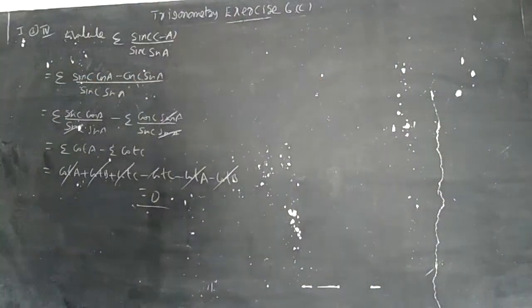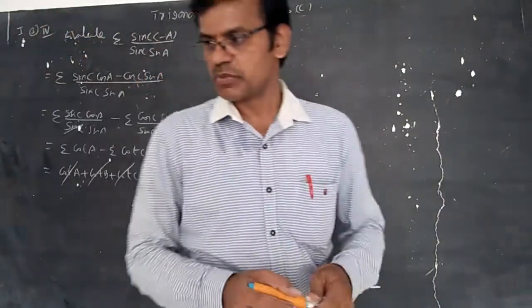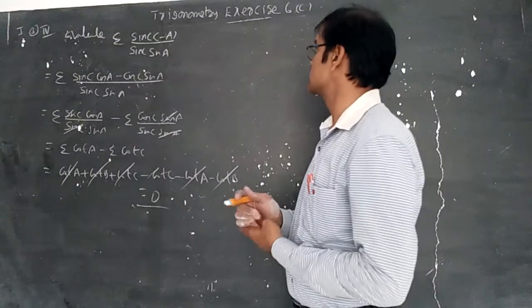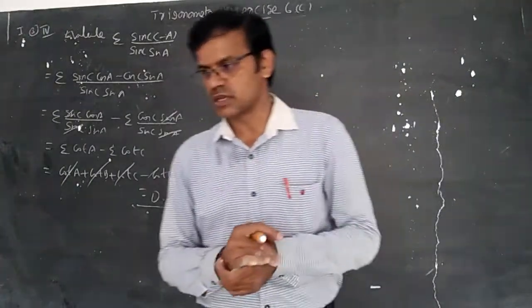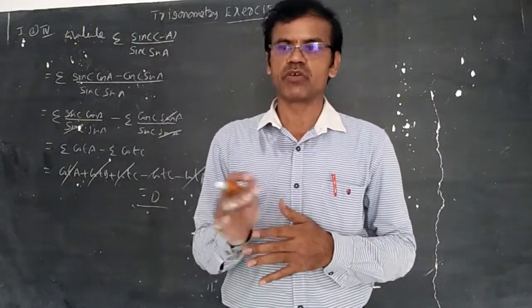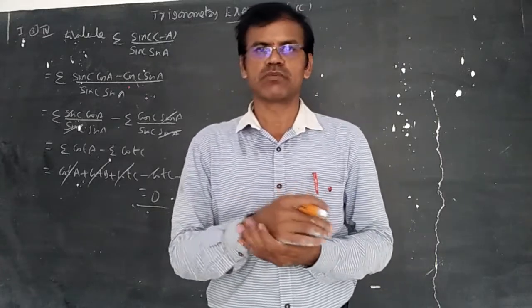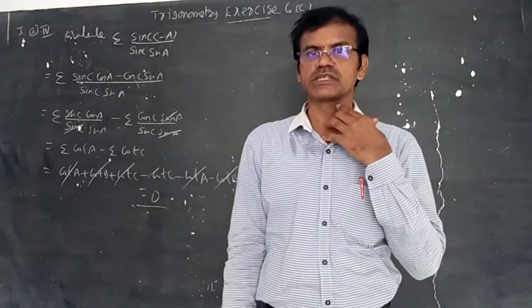Now we have completed Roman number 3, page number 258, exercise 6C sums. Roman number 4 has general number 4 sums, let us discuss them in the next class.